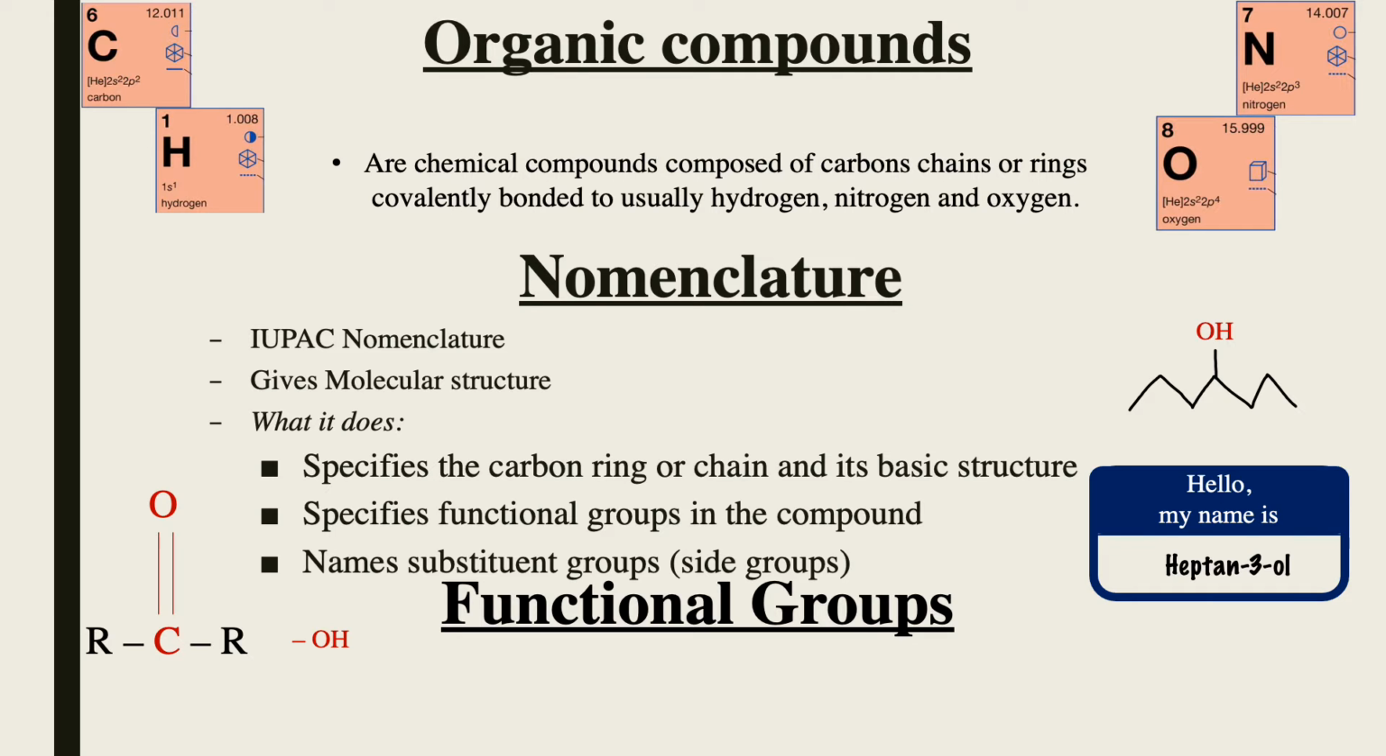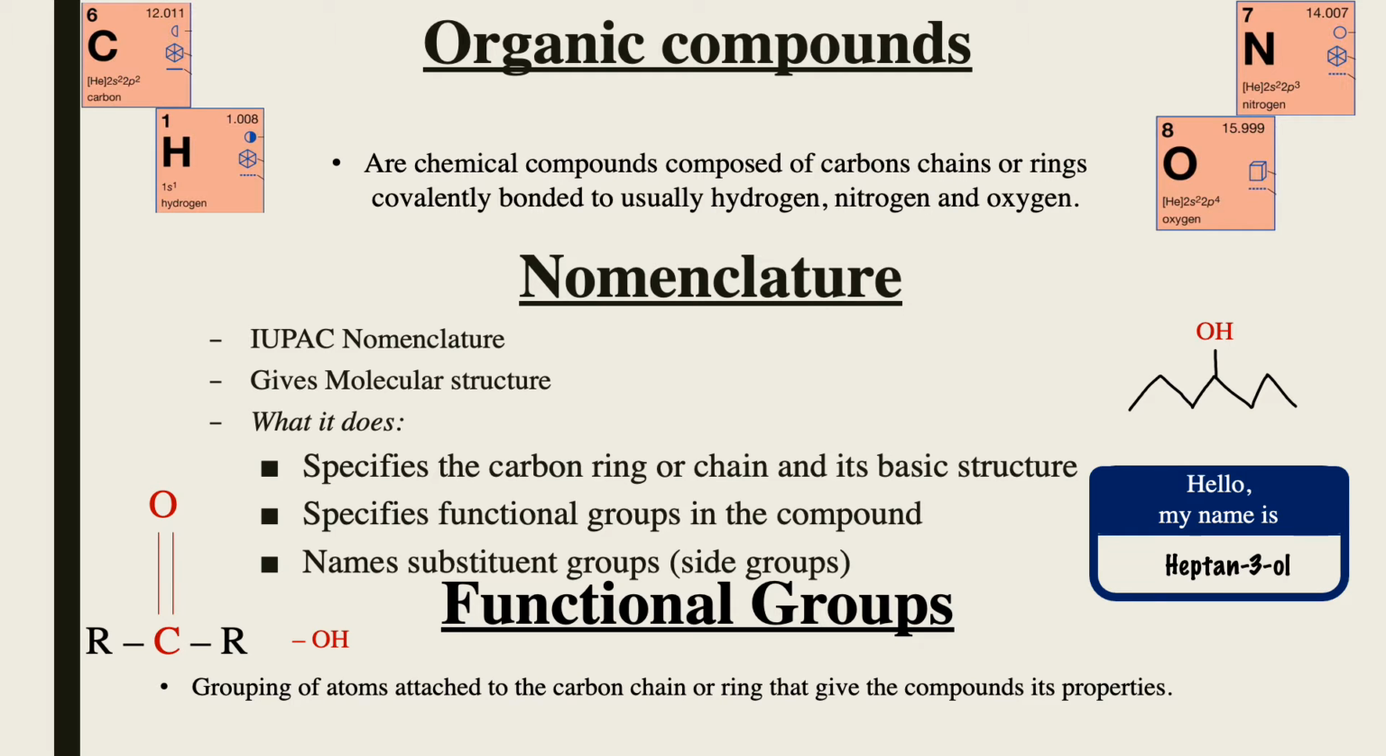This system is so effective because it also gives the molecular structure, and it does three main things. It specifies the carbon ring or chain, it specifies the functional groups in the compounds, and it also names the substituent groups. Functional groups are the groups of atoms attached to the carbon ring or chain that give the compound its properties, and compounds with these same functional groups share similar properties and characteristics.